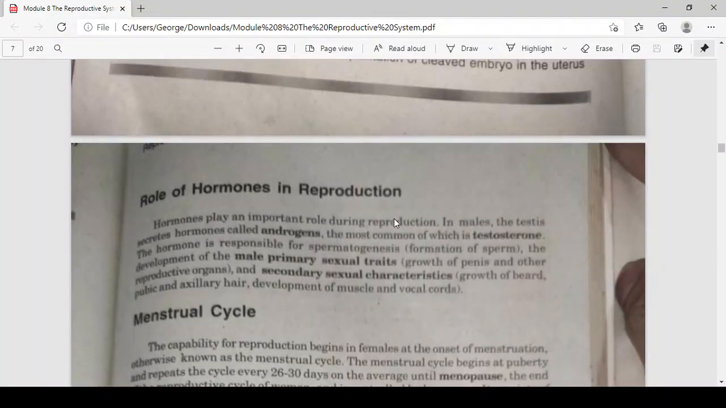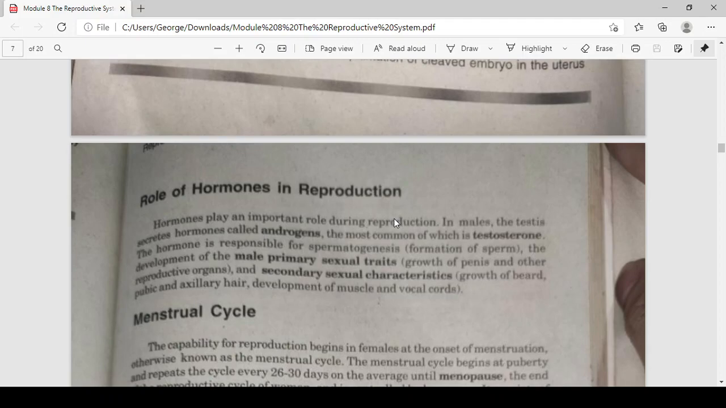So, role of your hormones in reproduction, kids. Remember which hormone is in males and which is in females. It is important for you, kids, to know that males and females have different dominant hormones. Hormones play an important role during reproduction, in which the testes secrete hormones called androgens, the most common of which is testosterone. Kids, males produce androgens.